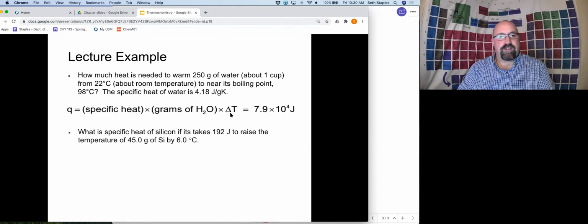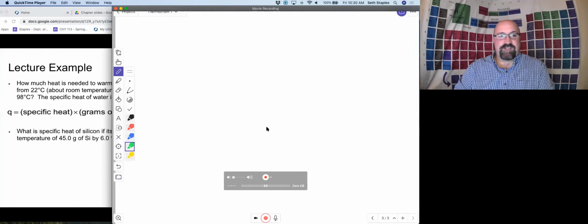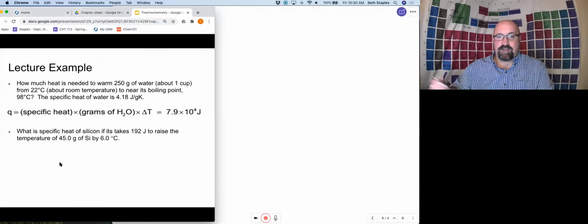So now here's a different example. So now we want to know the specific heat of silicone. Now we're looking for the specific heat, if it takes 192 joules to raise the temperature of 45 grams by 6 degrees C. And so let's just take a look at that. And so we're still going to use our baseline equation.